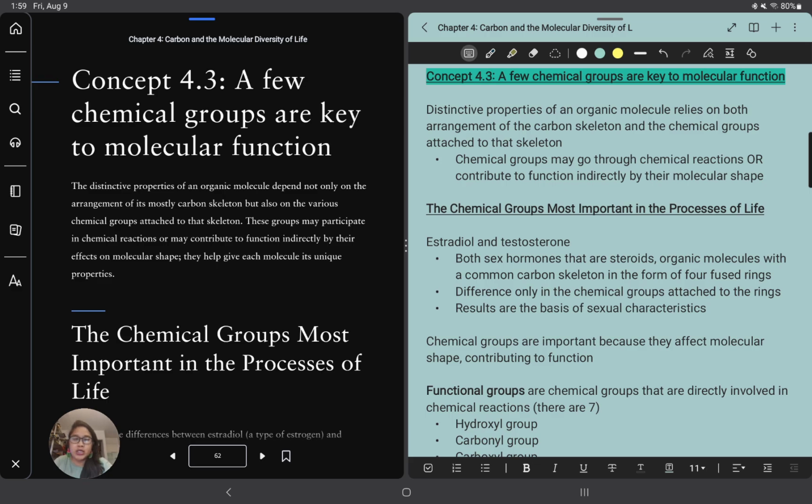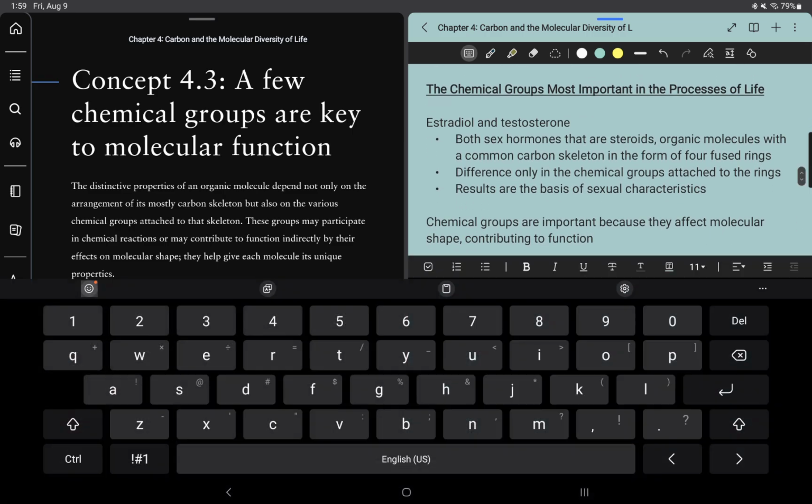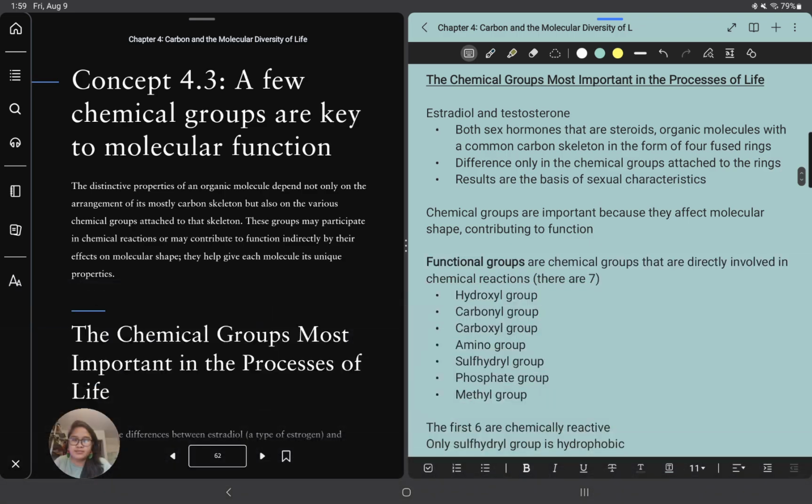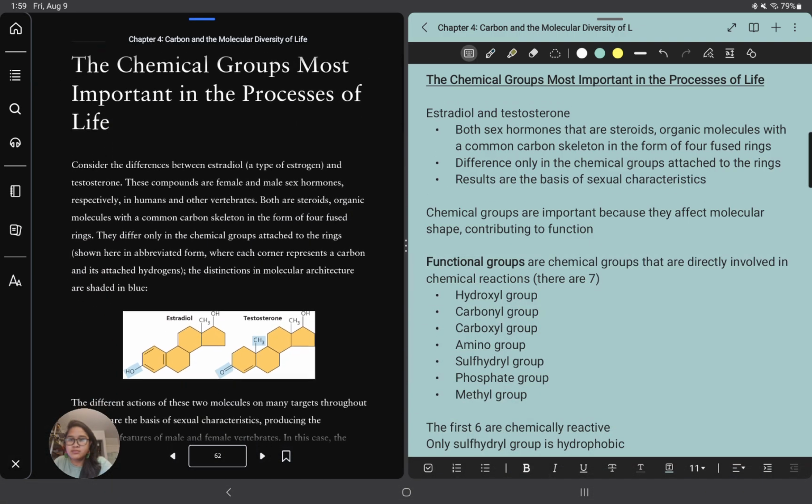So I wrote, distinctive properties of an organic molecule relies on both the arrangement of the carbon skeleton and the chemical groups attached to that skeleton. Chemical groups may go through chemical reactions or contribute to function indirectly by their molecular shape. The chemical groups most important in the processes of life.